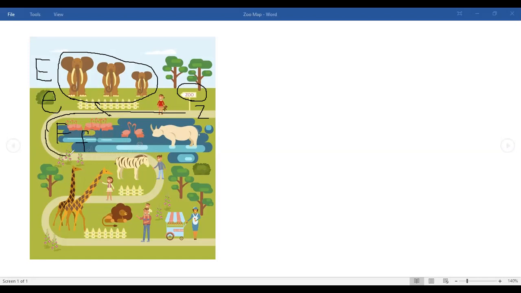And then as we continue on, as we come around the bend, what do we see here? Say it. You see a rhino. Rhino starts with the letter R. Let's practice making the letter R. We have an uppercase R and we have a lowercase r.